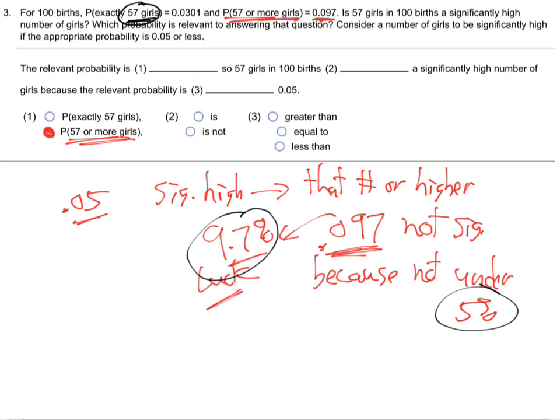Is that good on that? Making better sense? So we would say it's not a significantly high number of girls, 57, because the probability is greater than 5%. Sorry, not less than, greater than. Make sense? The percentage is too high. The chance of luck is too high, which means this is not a significantly high number of girls. So maybe if they had 65 girls out of 100, that would be significantly high because the chance of luck would be less than 5%.